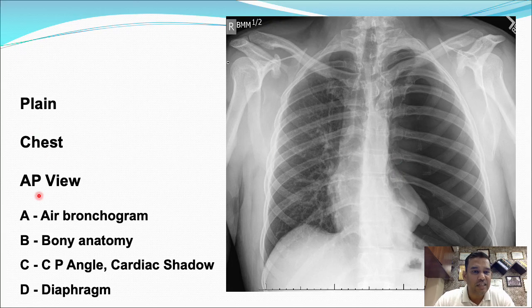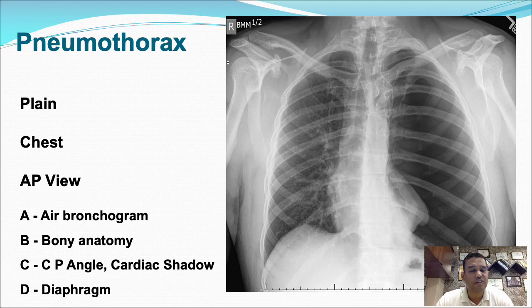X-ray of chest, AP view, air bronchogram, bony anatomy seems to be normal. CP angle and cardiac shadow seem to be normal, and the diaphragm seems to be normal. So this is an X-ray of a patient with a pneumothorax. It can be a traumatic pneumothorax, but you are not able to appreciate any fracture of the rib, or it can be a spontaneous pneumothorax. The patient is a chronic smoker, or the patient had a ruptured bulla that may present to you with a pneumothorax.